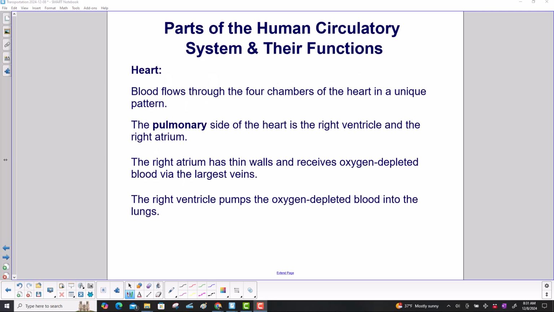The heart. Blood flows through the four chambers of the heart in a unique pattern. The pulmonary side of the heart is the right ventricle and the right atrium. The right atrium has thin walls and receives oxygen-depleted blood via the largest veins. The right ventricle pumps the oxygen-depleted blood into the lungs.